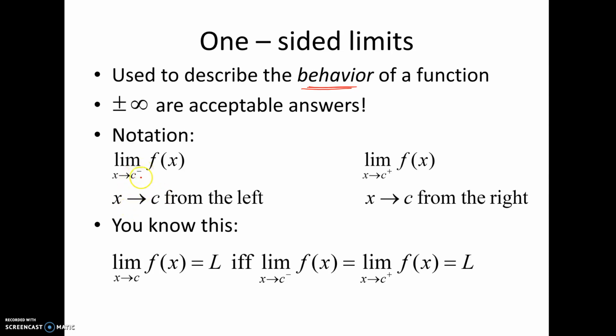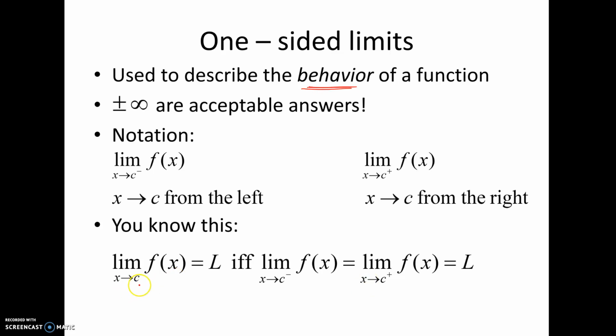Okay, our notation for one-sided limits. This little minus sign, we read that as the limit as x approaches c from the left-hand side of the function. We see our plus sign, the limit as x approaches c from the right-hand side of the function. So we've talked about this, we've looked at examples of this, but we didn't formally define it.